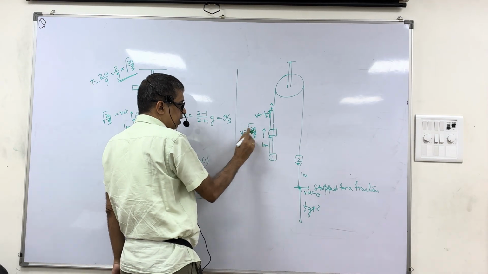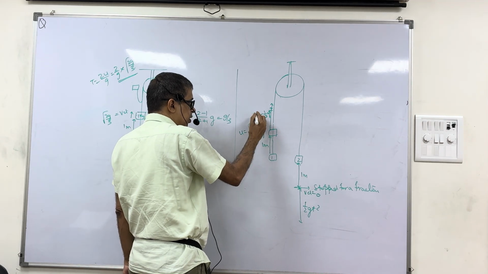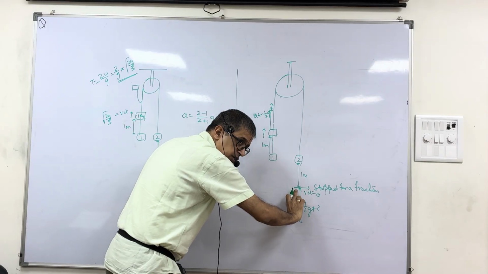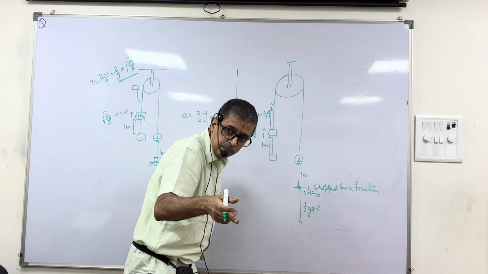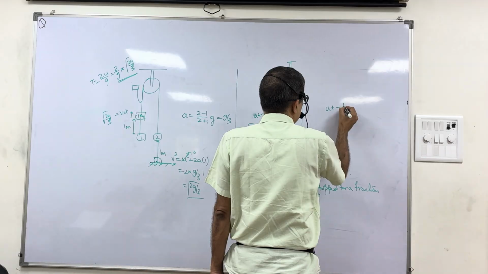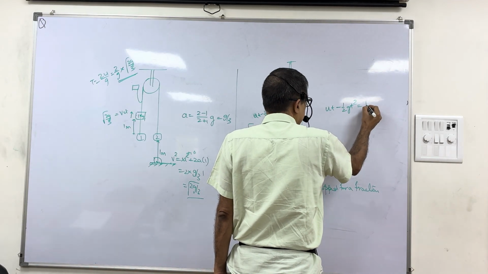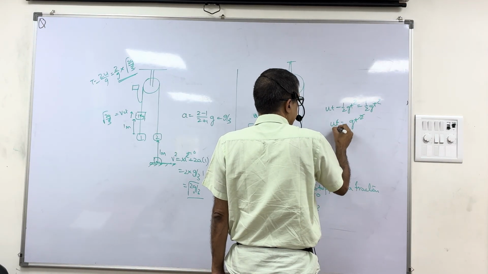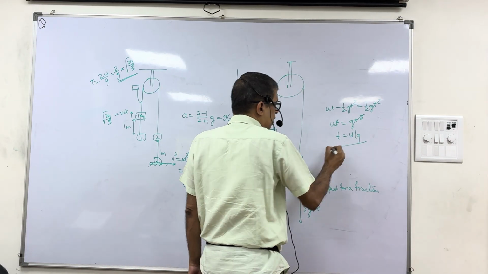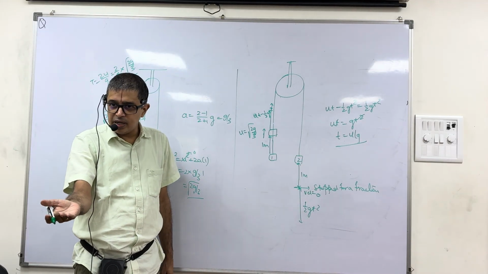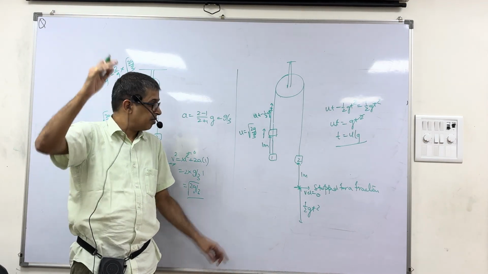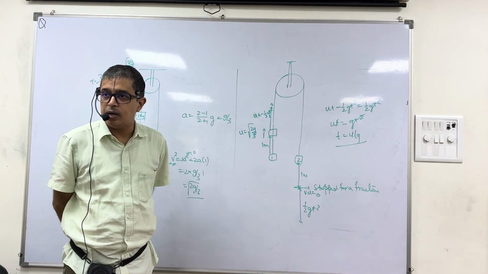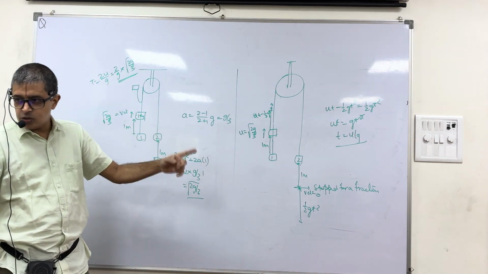V is this velocity, or call this u so that you are comfortable with the formula. When this distance is equal to this distance in the same time, that means u t minus half g t square is half g t square. u t is equal to g t square. t is equal to u by g. Can you recognize that this is the time taken by the particle to go to the maximum height? When this goes to the maximum height of its projection, the string will again become taut. Is the difference in the two situations clear?